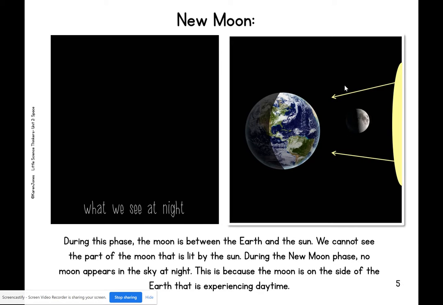During this phase, the moon is between the Earth and the sun. We cannot see the part of the moon that is lit by the sun. During the new moon phase, no moon appears in the sky at night. This is because the moon is on the side of the Earth that is experiencing daytime. This is what we would see at night when there's a new moon. We would see nothing.